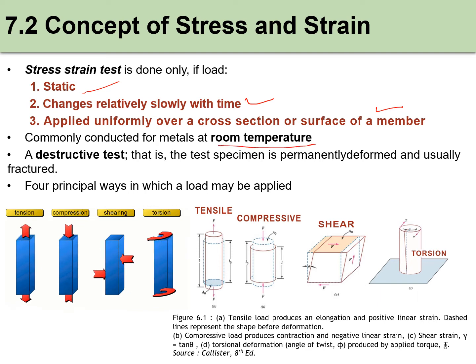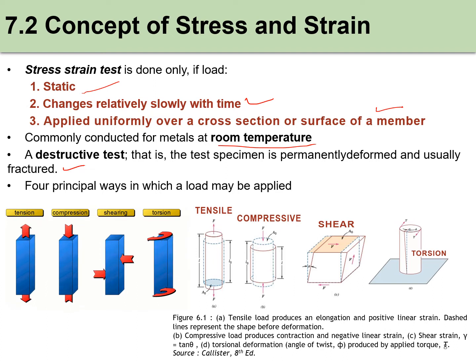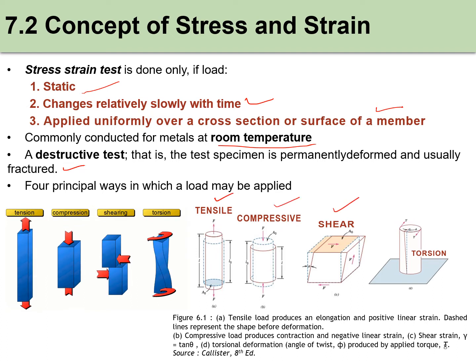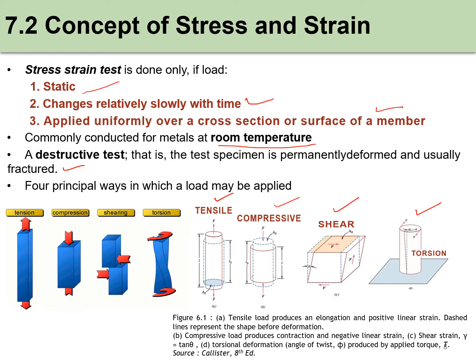A destructive test, for example the tensile test, is one where the test specimen is permanently deformed and usually ends up fractured. There are four principal ways in which a load may be applied, namely tensile, compressive, shear, and also torsion. This is an animation to show you how the member changes over time as we impose the loading.